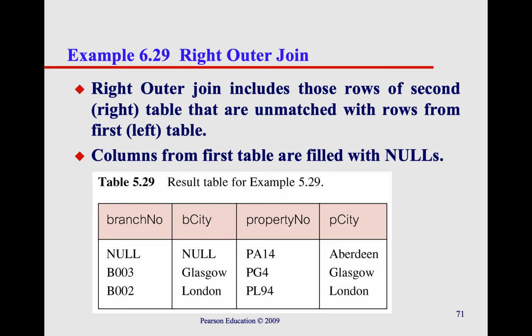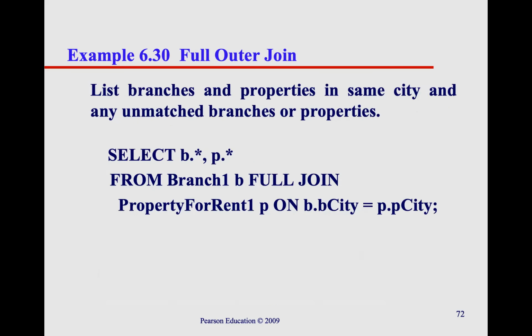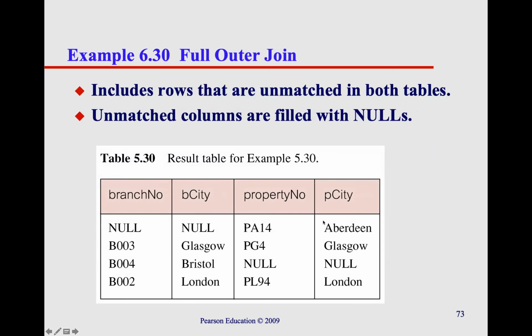And then if we do a full outer join, called full join, notice we don't have to say outer. Just putting left, right, or full in front of it implies that it's an outer join. And now Aberdeen shows up with nulls for branch, and Bristol shows up. It's not matched in the properties, but it shows up with nulls for the property.